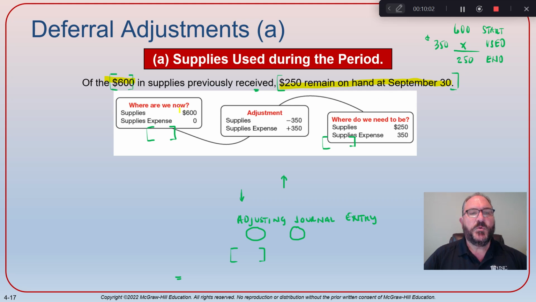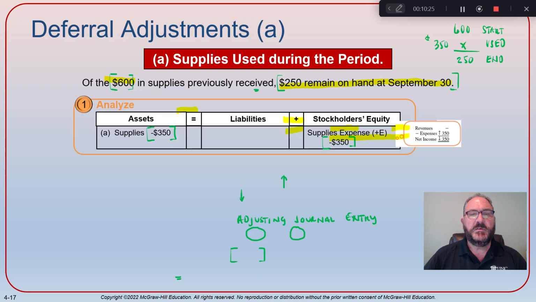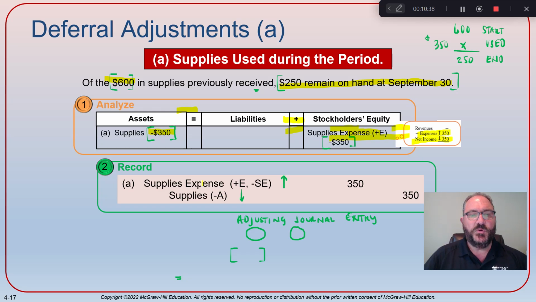So what happens is, this is what we had. Now we only have $250 left, so we need to make an adjustment. And what that means is we're going to lower supplies by $350, and we're going to recognize it as supplies expense. And so where do we need to be? Supplies, the asset account, is $250, supplies expense $350, and it'll look like this. Okay, so we're going to lower our asset supplies, and we're going to have supplies expense. Remember, we're increasing an expense, we're going to lower net income, right? This is what the journal entry looks like.